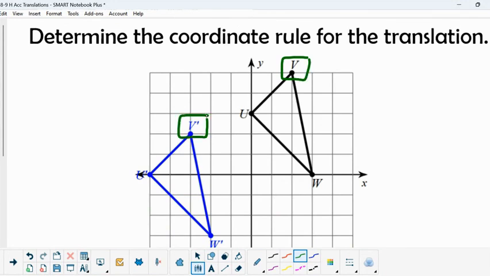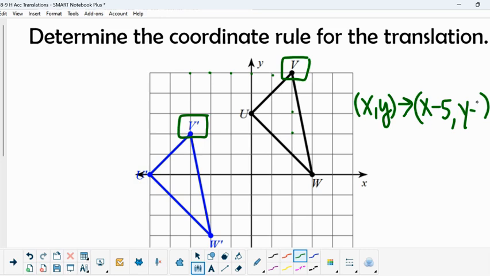And we're going to write the coordinate rule. You do have to write the whole thing, so you'll always start every x, y is going to go to, that's how you start a coordinate rule, and then we're going to get the distance and direction. So B, to get to B prime, is it going to go right or left? Left, so is it going to be x plus or minus? Minus, and then you count. 1, 2, 3, 4, 5. We've got to go left 5. Are we going to go up or down to get to B prime? Down, so plus or minus. Down, how far? Down 3, and you've got the coordinate rule written.